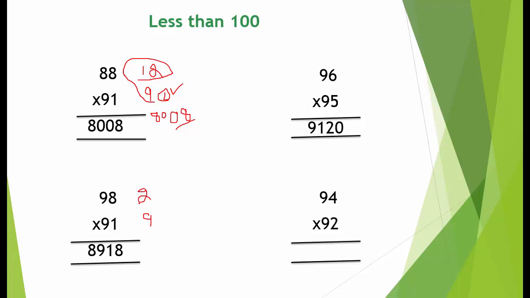But you have to calculate this 91 minus 2, because this is easy. 98 minus 9 is tough as compared to 91 minus 2. So 8918 will be the answer.